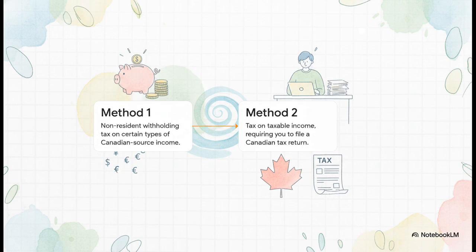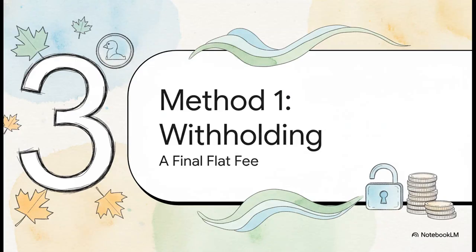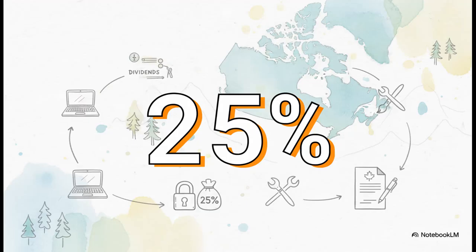Let's break each of these down. We'll start with Method 1. This one is really designed for simplicity. The official name in the Income Tax Act is Part 13 tax, but pretty much everyone just calls it the non-resident withholding tax. The default rate for this tax is a flat 25%. It's not a progressive rate that changes with income, it's just a straight 25% taken right off the top of the gross payment. And really importantly, it's the responsibility of the Canadian person or company making the payment to withhold that 25% and send it to the CRA.